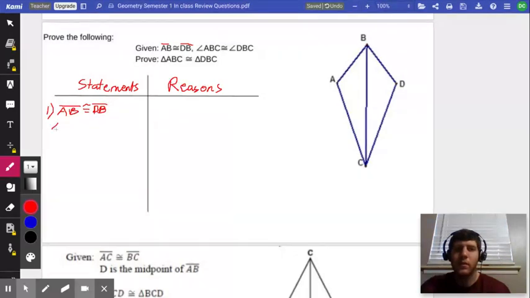Okay, and then angle ABC is congruent to angle DBC. So AB is congruent to DB. We can fill that in. And then angle ABC is congruent to angle DBC. Okay, that is our givens. All right, and we're trying to prove that these two triangles here, triangle ABC is congruent to triangle DBC. All right, we already have one pair of sides and one pair of angles. We can use the reflexive property here to show that BC is congruent to BC. So BC would be congruent to BC by the reflexive property.